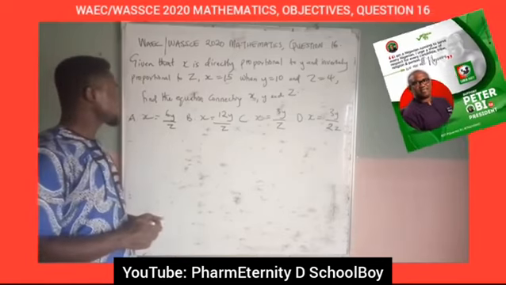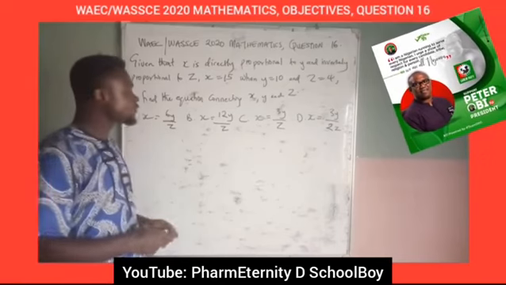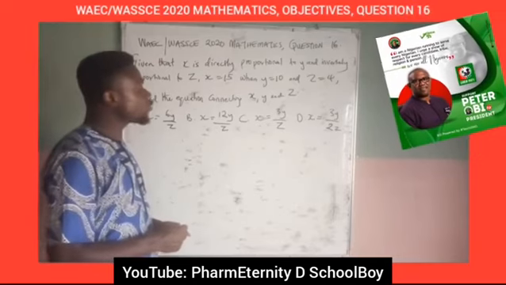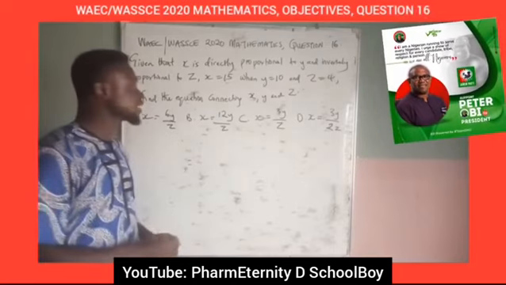A, x is equal to 6y over z. B, x is equal to 12y over z. C, x is equal to 3y over z. Then D, x is equal to 3y over 2z.